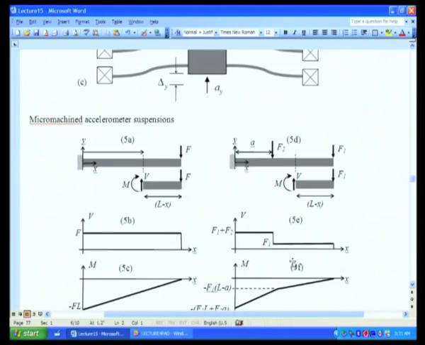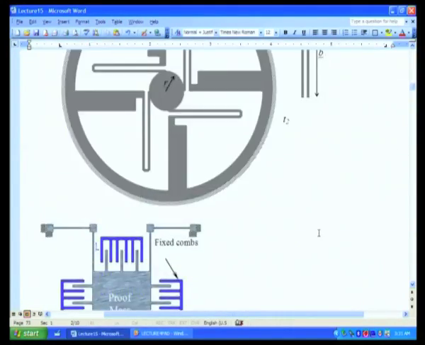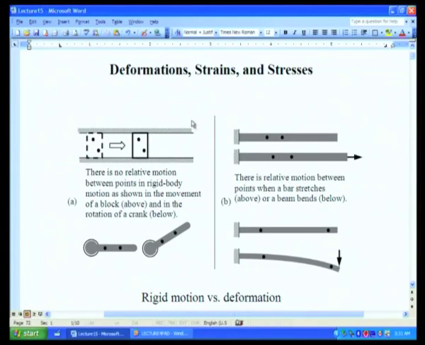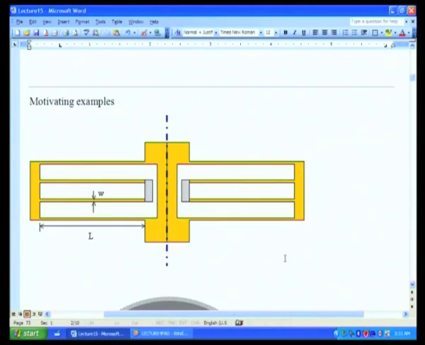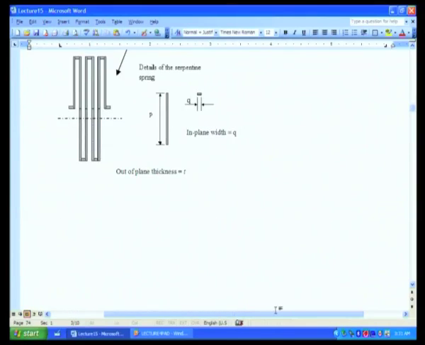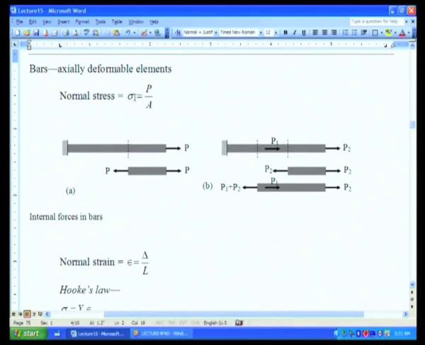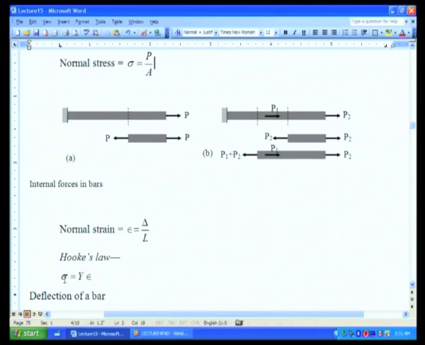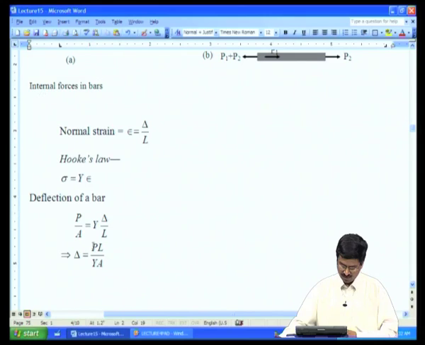Just to summarize what we have discussed today, we first discussed what is meant by the motion of solid bodies. It can be a rigid body motion or elastic deformation, and then we looked at the motivating examples which we will revisit in the next lecture as well, and we discussed at length how bars axially deform, and then we discussed the concept of normal stress and normal strain and Hooke's law, with which we can determine the deflection in a bar that is subject to axial loading, which is given by load times length of the bar divided by Young's modulus times area of cross section.